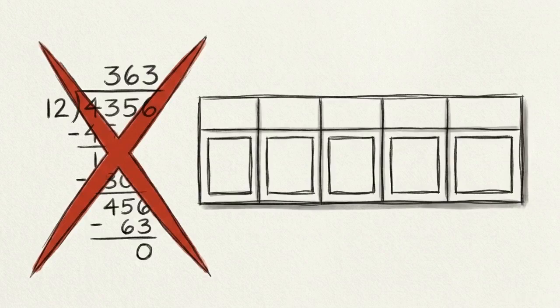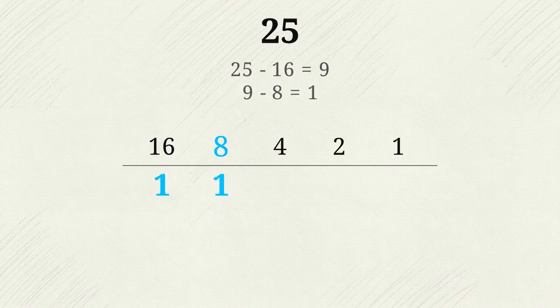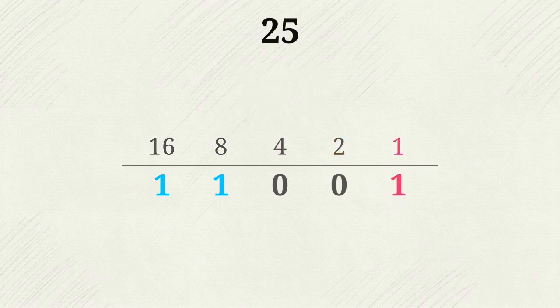You can speed up these conversions by skipping the division and using a simple subtraction chart. To convert 25, we find the largest power of 2 that fits inside it, 16. We subtract 16, leaving 9, and put a 1 in that column. Since 8 fits into 9, we put a 1 there, leaving 1. 4 and 2 are too large, so they get zeros, and our final one fits in the last column.